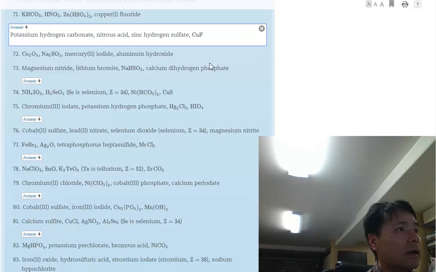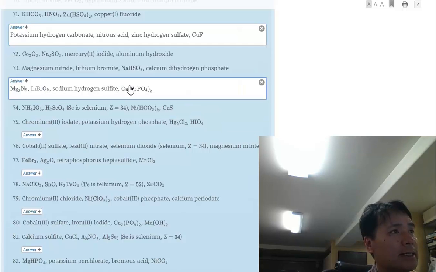Okay, then we have calcium dihydrogen phosphate. Well, phosphate's PO4 3 minus, and so dihydrogen is going to be H2PO4, and the charge is going to be minus. And so calcium is a 2 plus, so we'll need 2 dihydrogen phosphates for every calcium. We'll put that in parentheses. So we see it here, 2 dihydrogen phosphates for every calcium. And then we had the sodium hydrogen sulfide or sodium bisulfite, the lithium bromide here, and the magnesium nitride there.